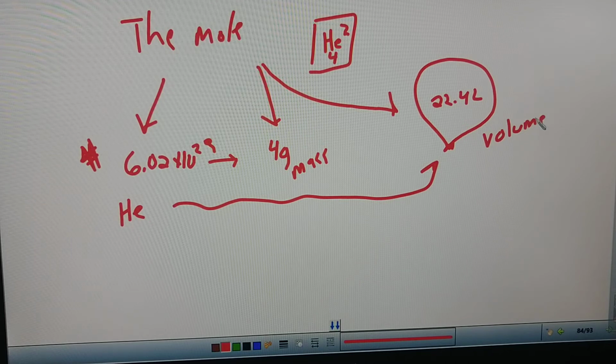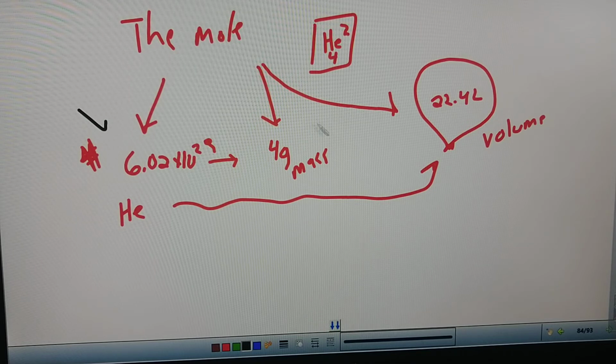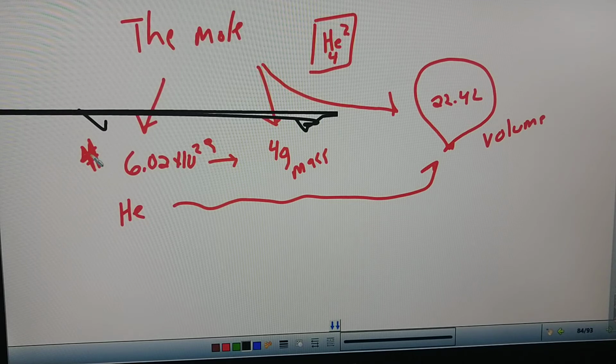Exactly like the people at Dunkin' Donuts. The mole can mean the price. It can mean 1 box of donuts. It can mean 12 donuts. It can mean all these different things. All right, that was the quick review.